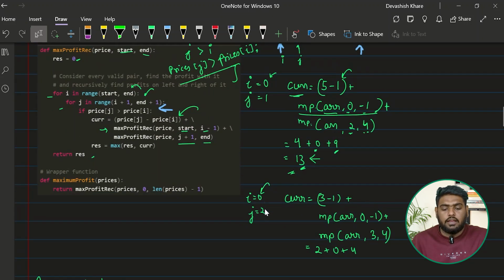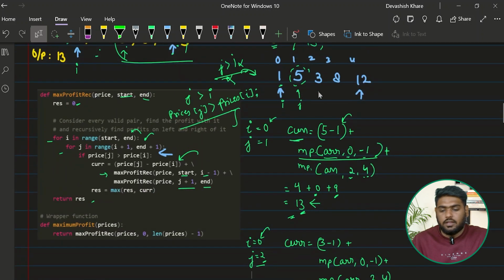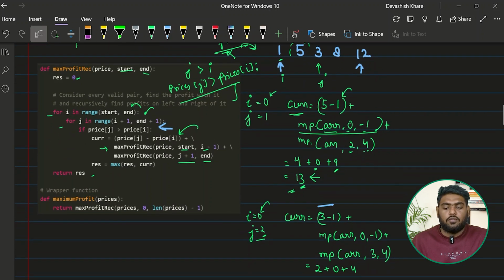So here again, what happens when my j increases? In this situation, i is equal to 0 and j is equal to 2. That means my j has moved here, from this position to here. Now, if I buy at 1 and sell at 3, then what will happen? My current profit would come out to be 3 minus 1, which is 2.